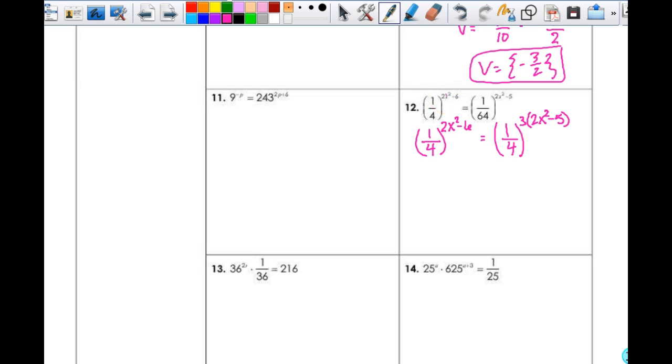If I have 4, then I'd have to take the cube root of that to get it to 1/4. Does that make sense to you? So if I use 1/64 as the base, right? What would make this into 1/4? I'd have to take the cube root of it, right?